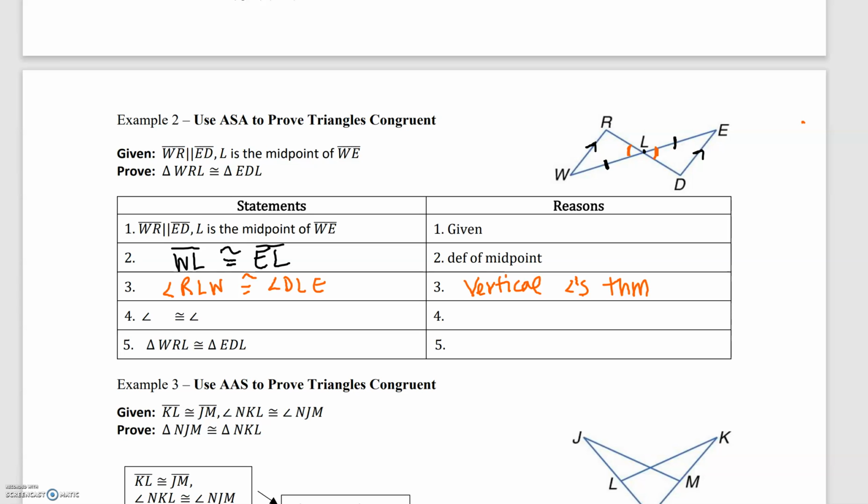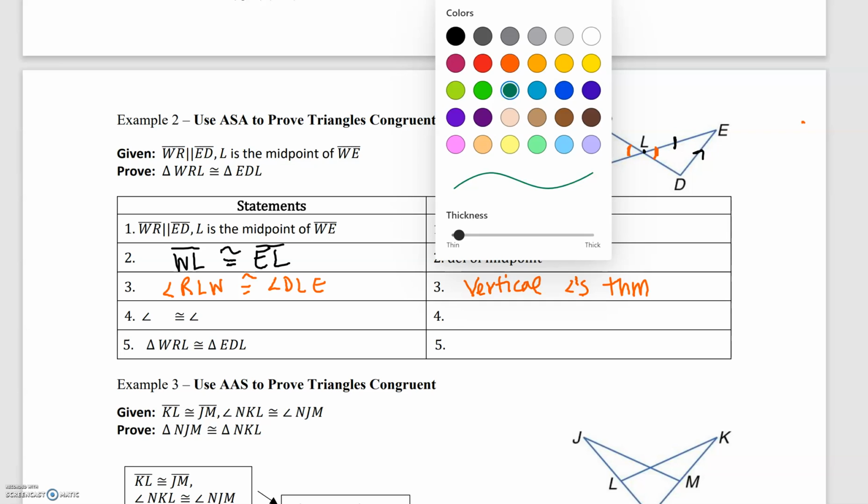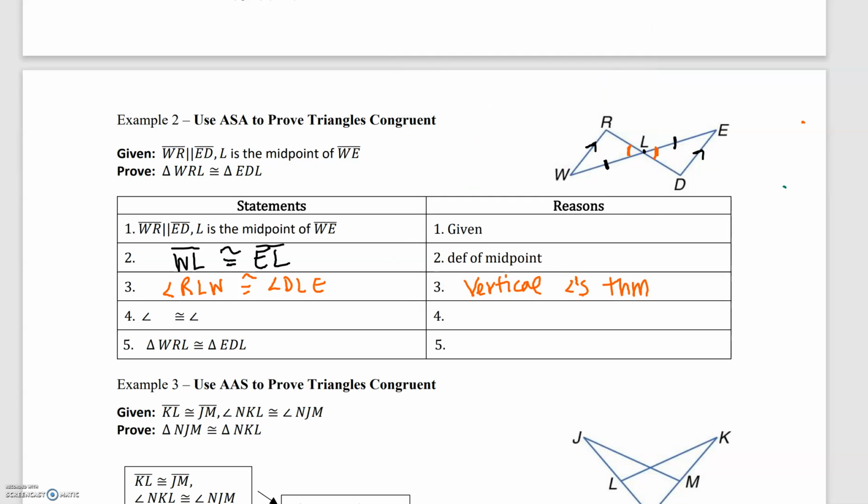And then on this one, it's got angles. So it looks like with parallel lines, I can mark these angles here, so W and E, because of alternate interior. Because I have parallel lines, alternate interior angles are congruent. So I'll put 2 arc marks there.